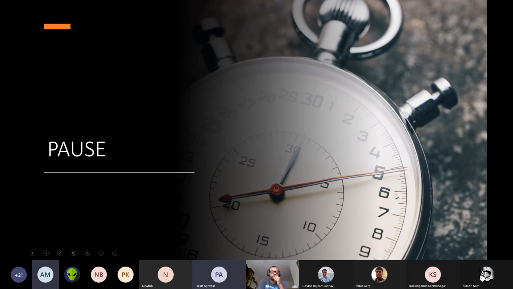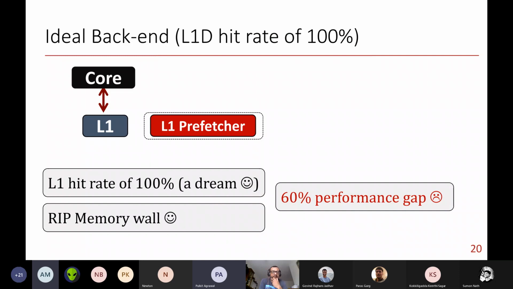Yes, sir. Okay, so let's talk about some of the pretty obvious problems. From the research point of view, both industry and academia are trying to come up with techniques that can provide more and more cache hit rate at various levels of cache. You can have prefetchers that bring data into the cache before time, and if it is accurate, ideally you should get an L1D hit rate of 100%, which is actually a dream.